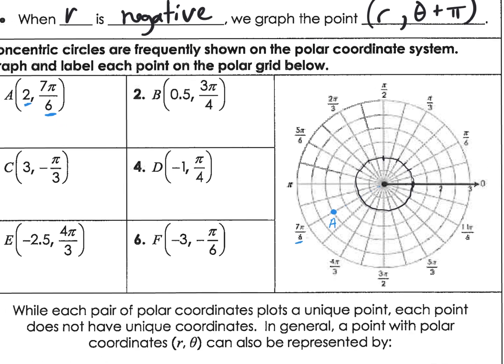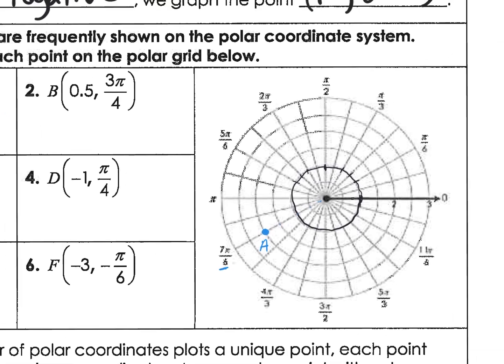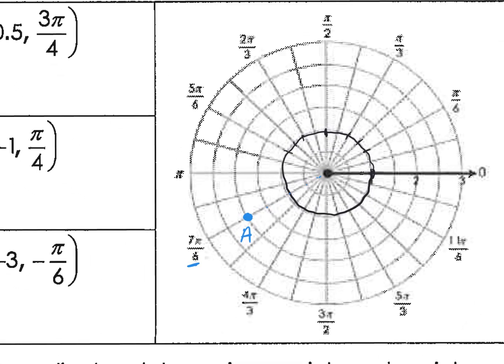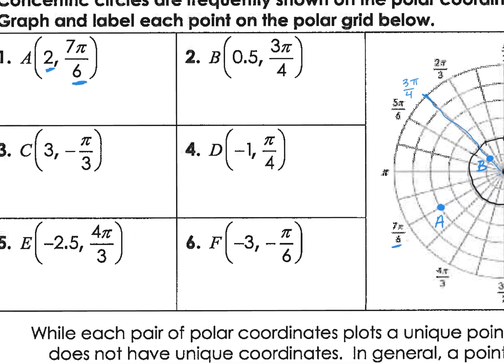All right, B is 0.5, 3 pi over 4. So we know 3 pi over 4 is right here. So this is 3 pi over 4. And we want to go out a half. So from the center, following this spire, we go out to the halfway mark. So B would be here.